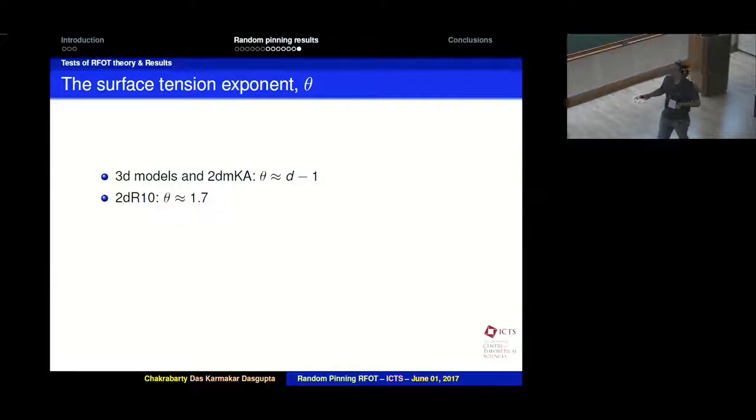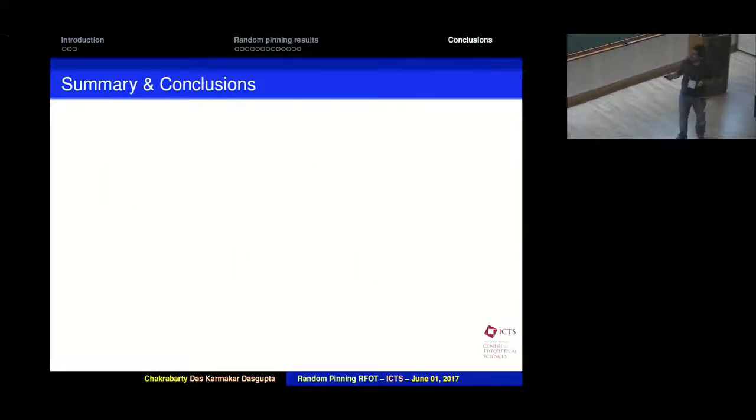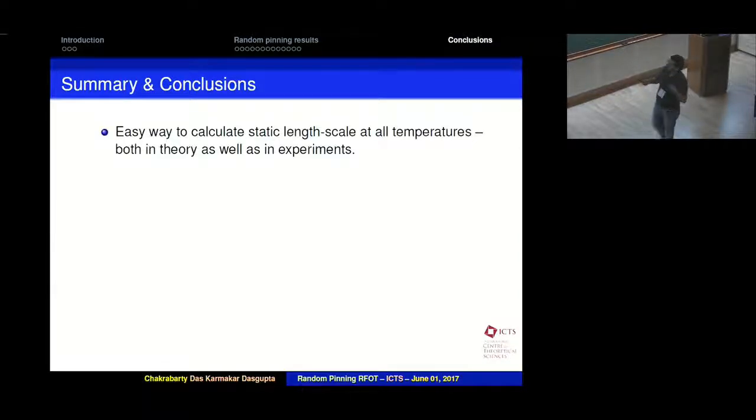But for the 2D R10, you get some result which is very difficult to explain, and its theta is 1.7 where d is 2. So it may mean that RFOT is not valid for 2D R10, or some modification has to be made. Some steps may have to be modified, but this is what we get. So these are the main messages of this work.